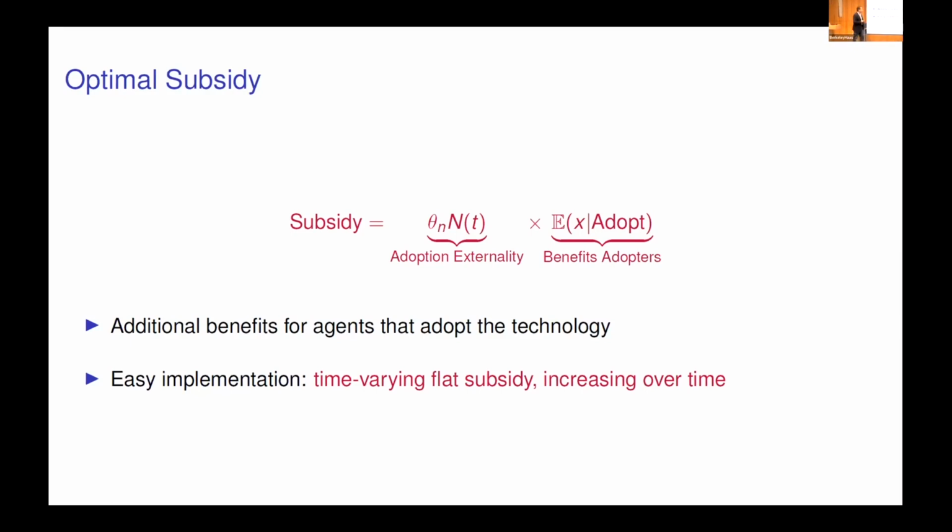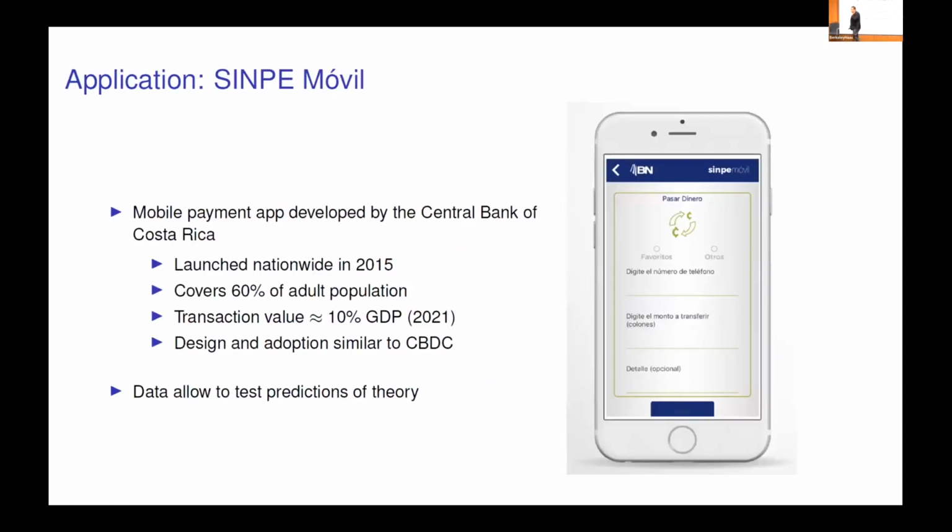It's a simple implementation. Now, the name of the game for me is to figure out how to estimate this theta N and how to estimate N. So we're going to partner with the Central Bank of Costa Rica. The Central Bank of Costa Rica launched this technology called Simpe Móvil in 2015. Now it covers 60 to 70% of the population. 10% of GDP goes through the app. It's very much like central bank digital currency. It's peer-to-peer technology. Most people are using it, sponsored by the central bank. And we're going to use data from this technology to try to measure the objects in my model.